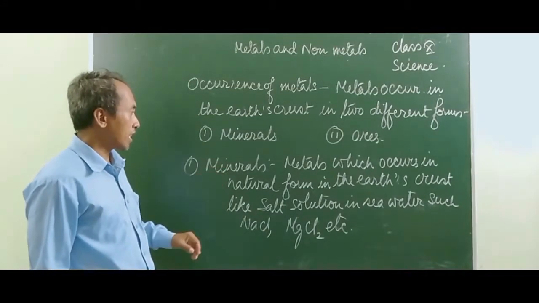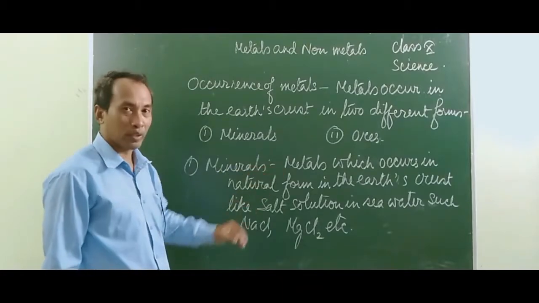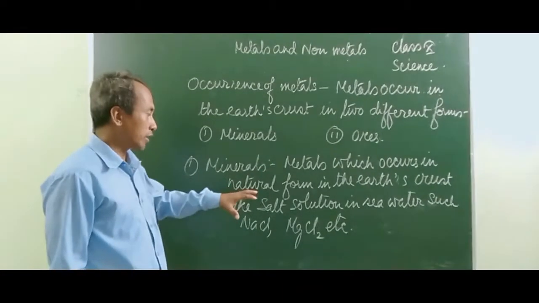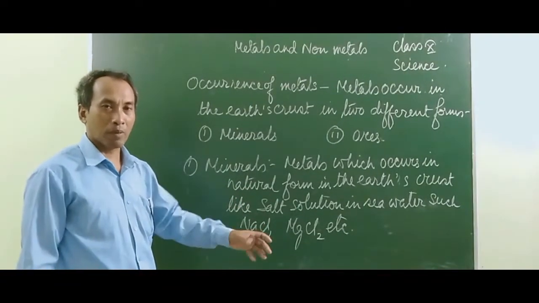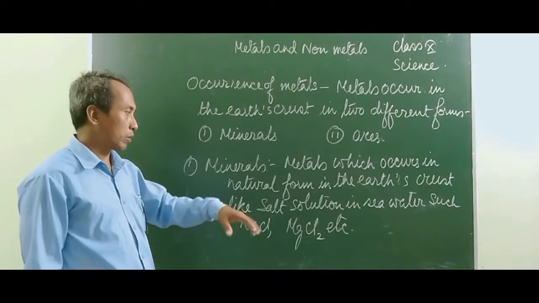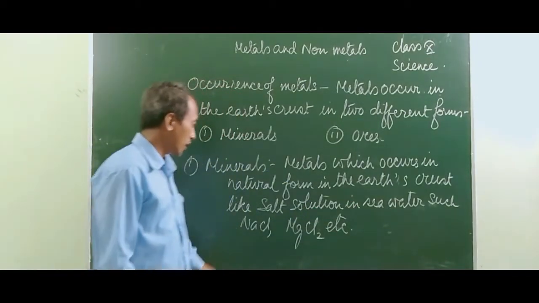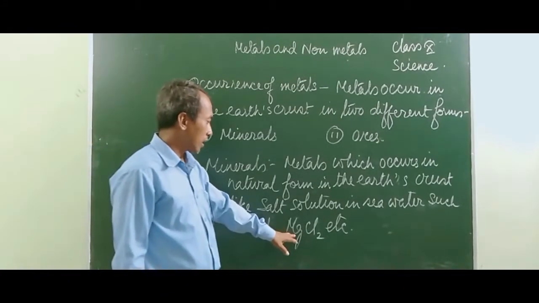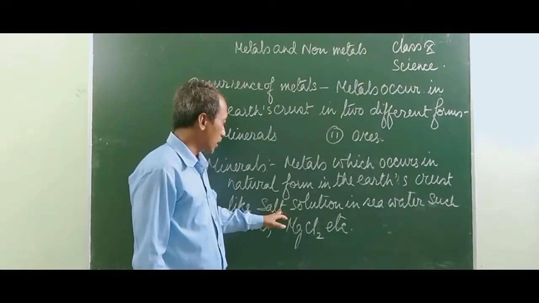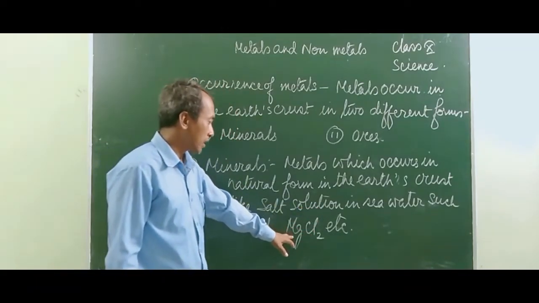Actually, minerals are metals which occur in the natural form in the earth crust, maybe in the sea water, or maybe along with some other soils or some other things. Like the salt solution in the sea water, it contains sodium chloride. So sodium is a metal. Sea water also contains magnesium chloride. Here magnesium is a metal.